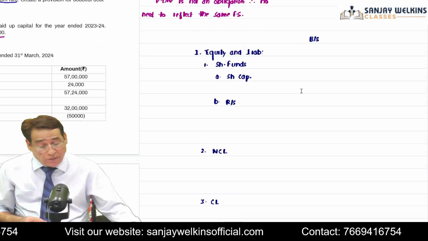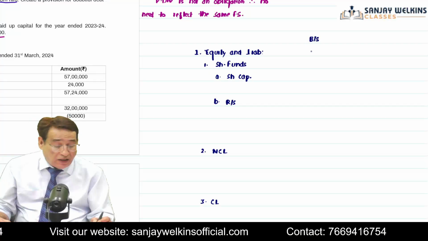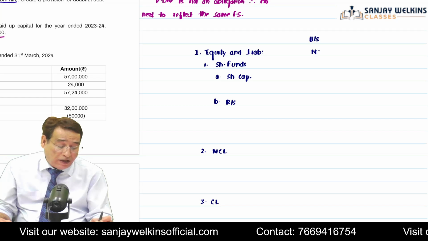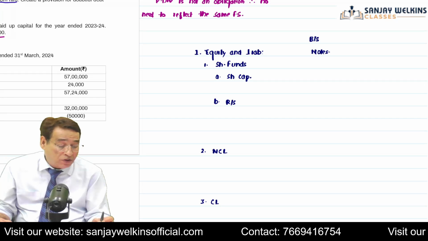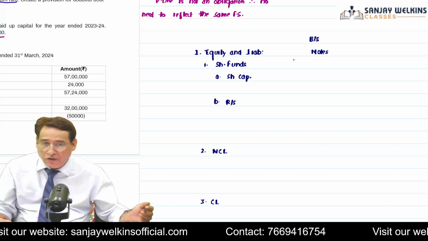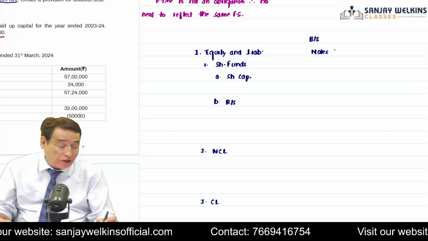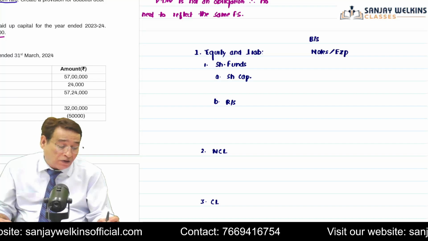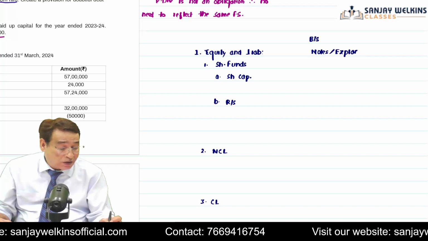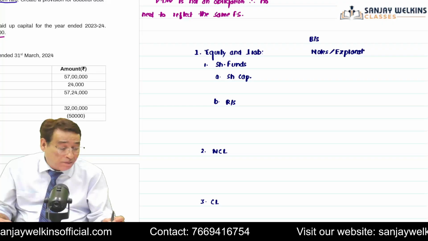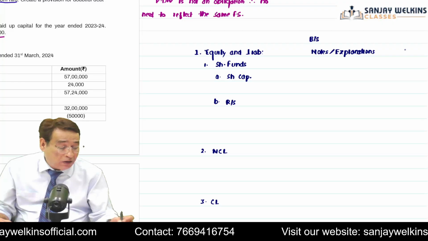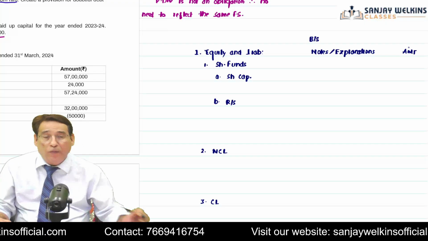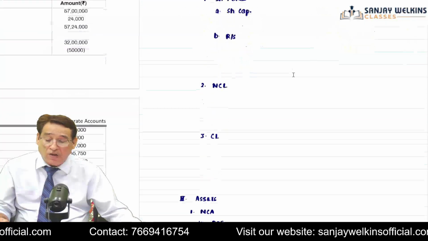Now, the important point is that in the next column, see here, I have written notes and explanation. That means I will prepare the notes simultaneously. I need not prepare the notes separately, so notes and explanations I will write over here itself. And then finally, I will write the amount. This is how I will be preparing the balance sheet. Is it clear to you or not?